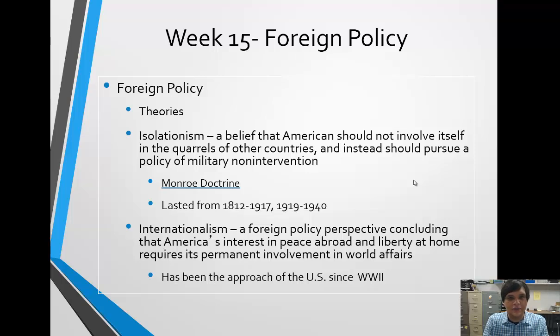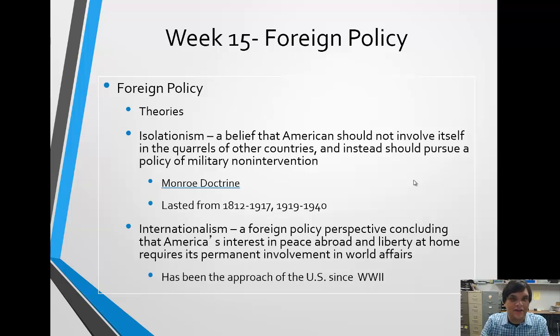We fought the War of 1812. We dealt with Britain. We got them out of the Western Hemisphere. And then we started approaching our own nation, our own problems with the Monroe Doctrine. So the Monroe Doctrine, once again, I care that you know for your test, was just the document that said anything that happens in the Western Hemisphere is our business. Let's not deal with anything in Europe or Asia or elsewhere. Let's just focus here locally. That's the Monroe Doctrine in a nutshell. It lasted from 1812 to 1917.